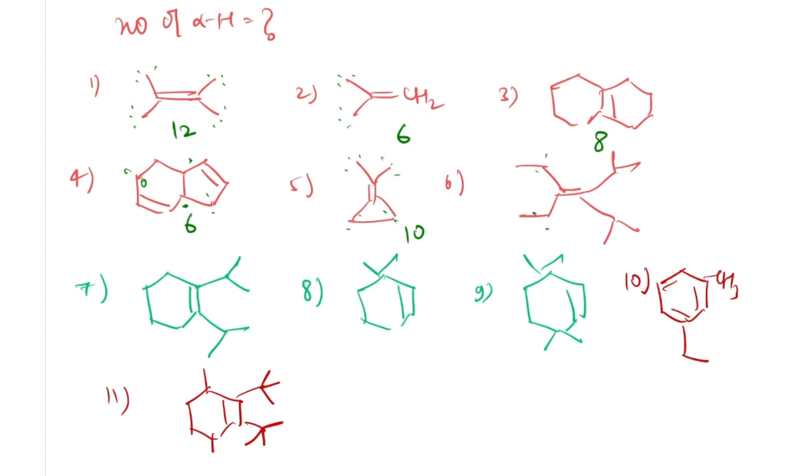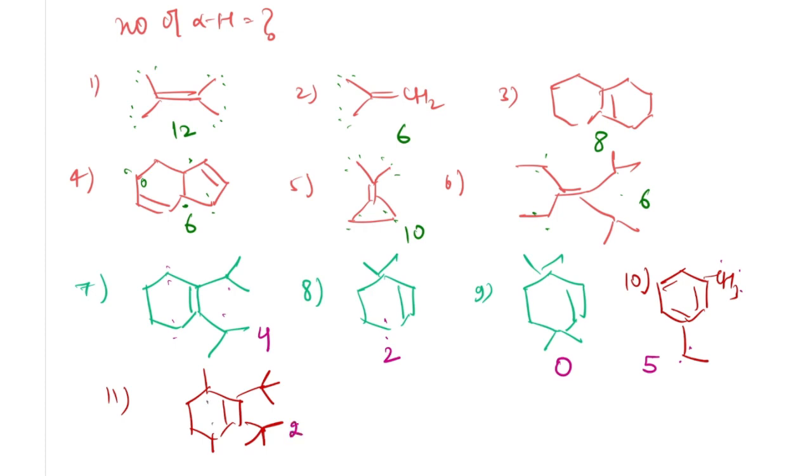Here we have 6 alpha H. Here we have 4 alpha H. Here we have 2 alpha H. Here we have 0 alpha H. And here we have 5 alpha H, because 1, 2, 3, 4, 5. Here we have 2 alpha H. So that's how we find the total number of alpha H.